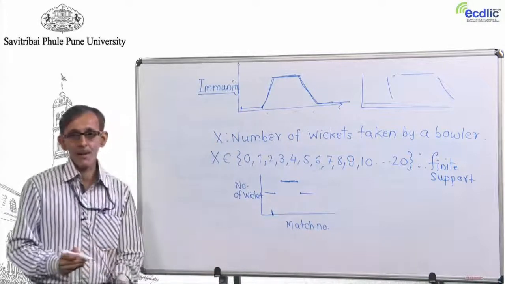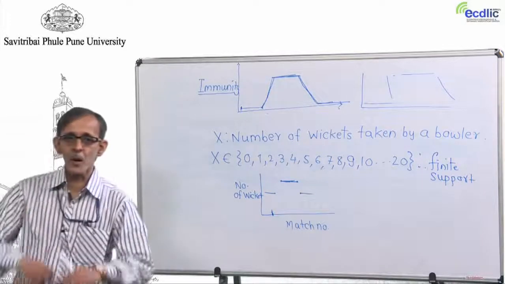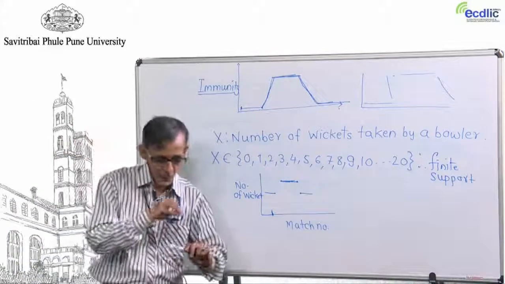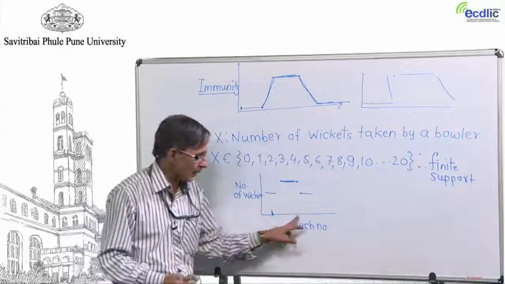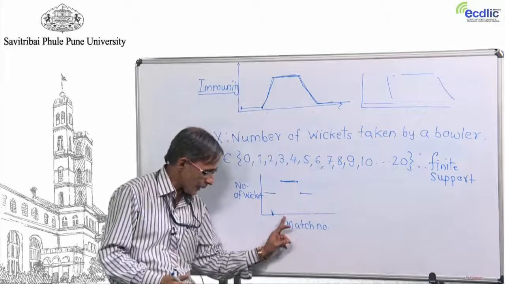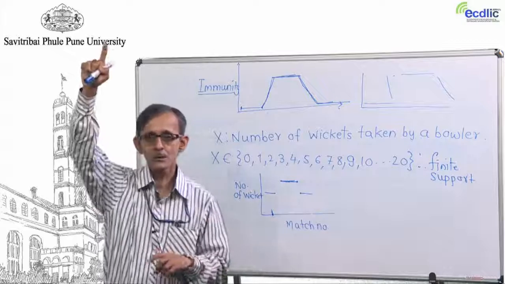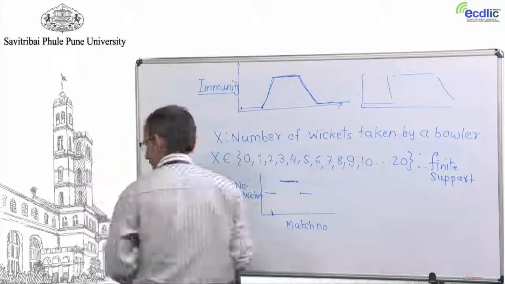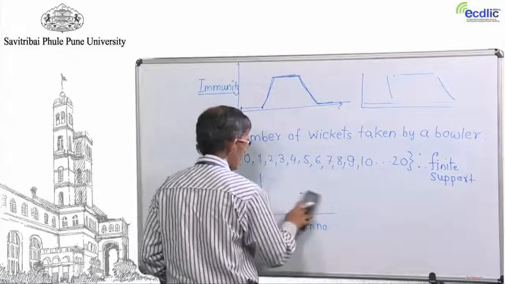But you cannot have the number of wickets taken as 1.5 or 2.72. Between 2 and 3, there is nothing. 2 means 2, no matter what is in between, if they remain constant. As soon as you change from one match to another, it is going to jump. So, more precisely, this graph will look something like this.